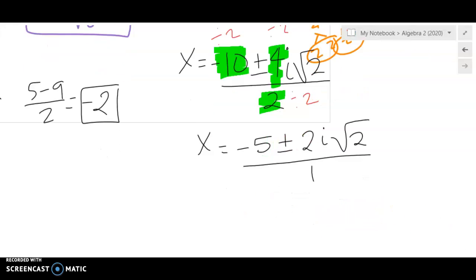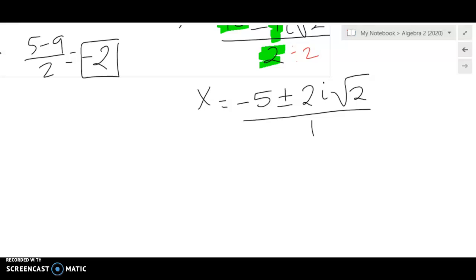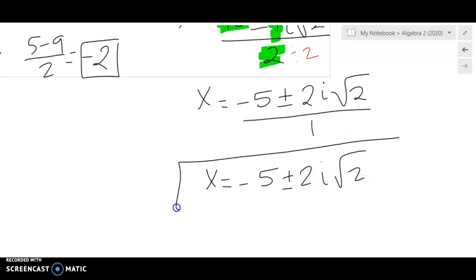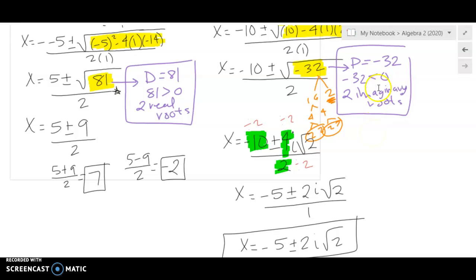And then technically, do you need the 1 underneath there in the denominator? Technically, no. You could just write negative 5 plus or minus 2i root 2. You don't need that 1. If you have it, that's fine. But see how we said for the discriminant, you're going to have two imaginary solutions? Well, yeah, we did. We have i in our answer. We have a positive version and a negative version.